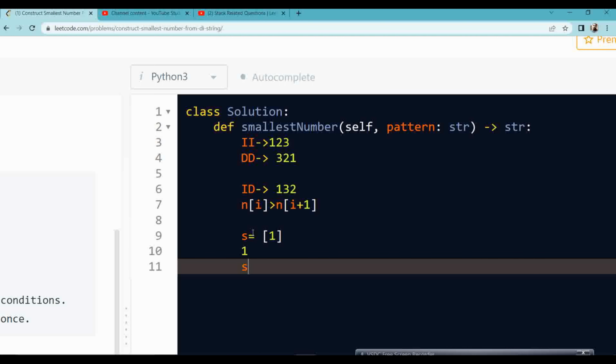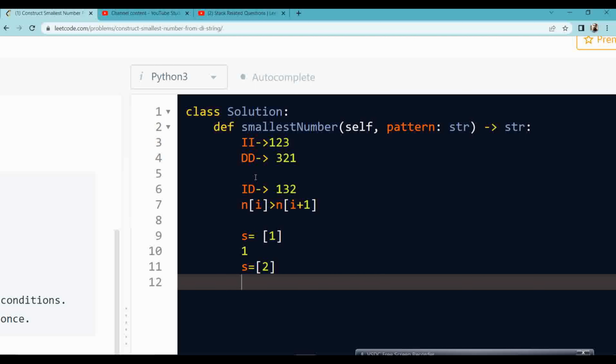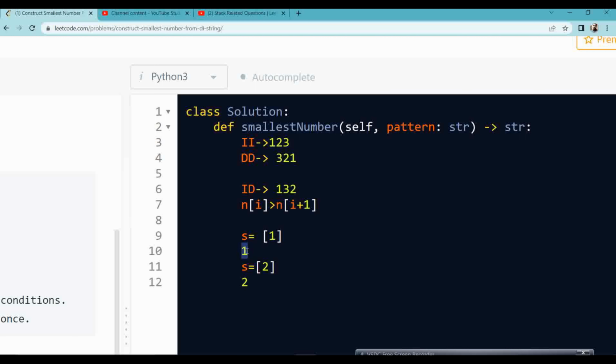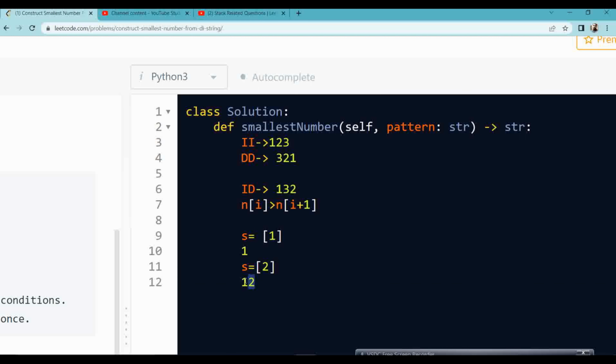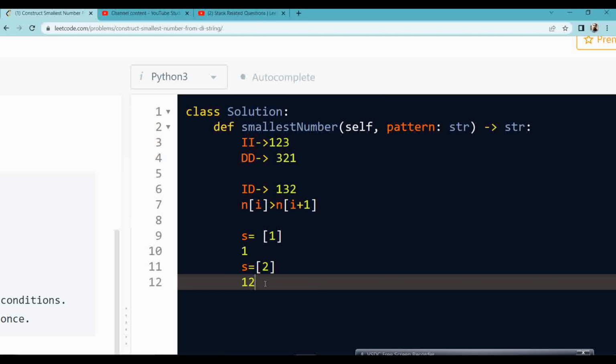Now my stack is again empty. If it is again I, now index is 1, I need to push i plus 1, that is 2, and pop it out. So every time I am adding to the result, it becomes 1 2, and I also need to run one more time, that is 3.